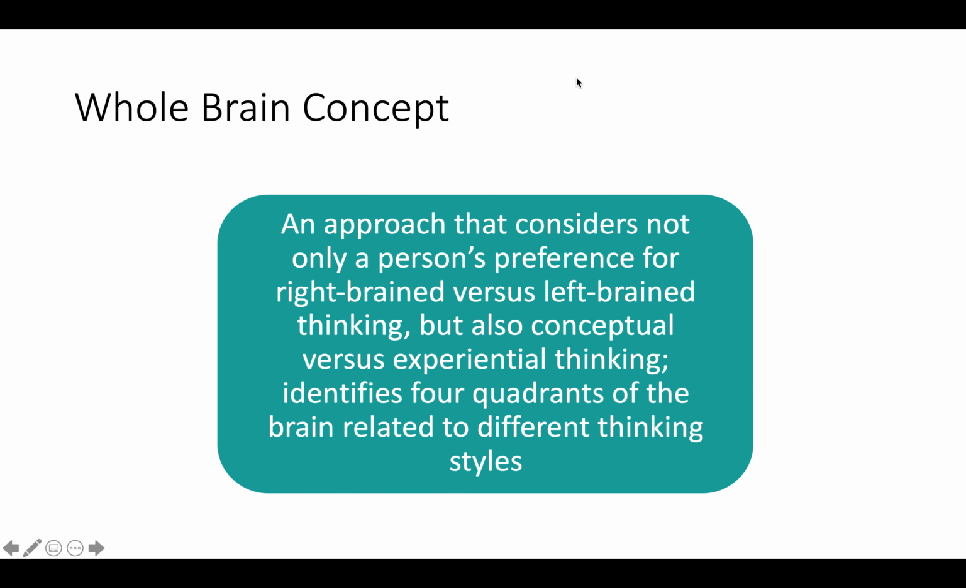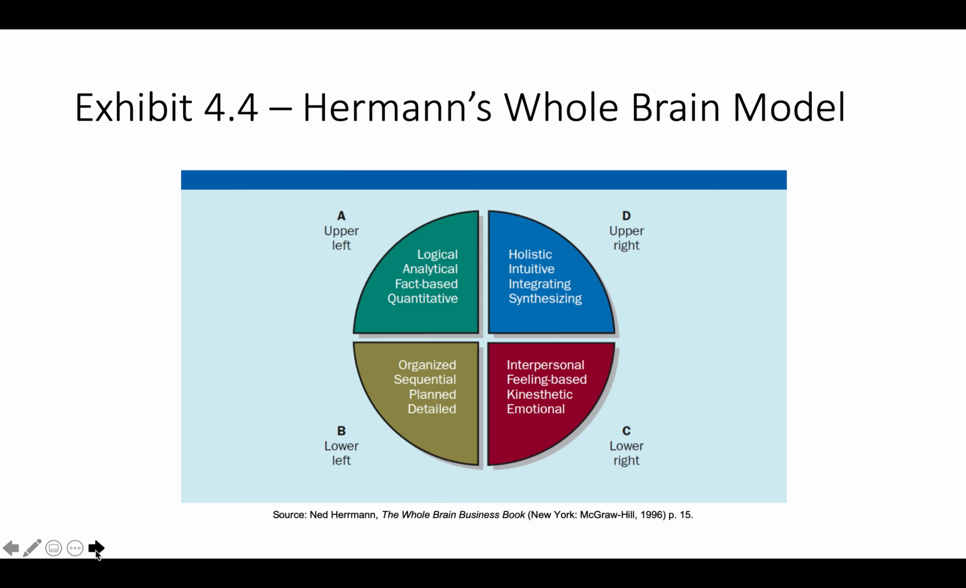Now, the whole brain concept is an approach that considers not only a person's preference for right brain versus left brain thinking, but also conceptual versus experiential thinking, and it identifies 4 quadrants of the brain related to different thinking styles. So let's take a look at the diagram in the next slide that gives us an idea of what they're talking about.